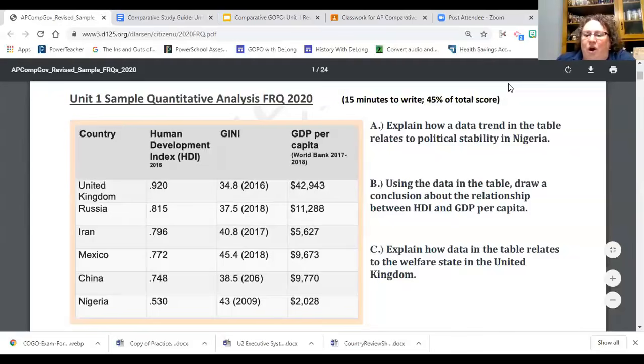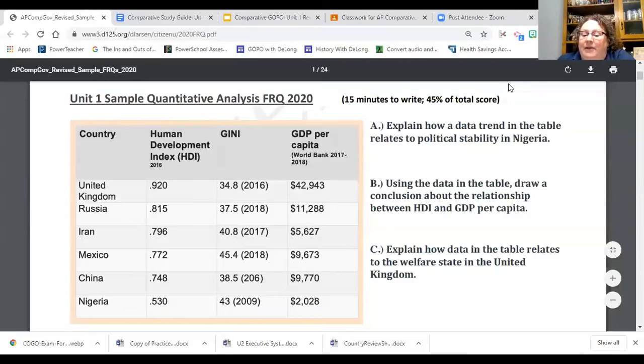Using the data in the table, draw a conclusion about the relationship between HDI and GDP per capita. So what do we notice? Do you notice a trend? What I notice is that the higher your GDP is, the higher your HDI is, okay? So that would be the relationship, the conclusion that I would draw. There seems to be a correlation, for sure, between GDP per capita and HDI.